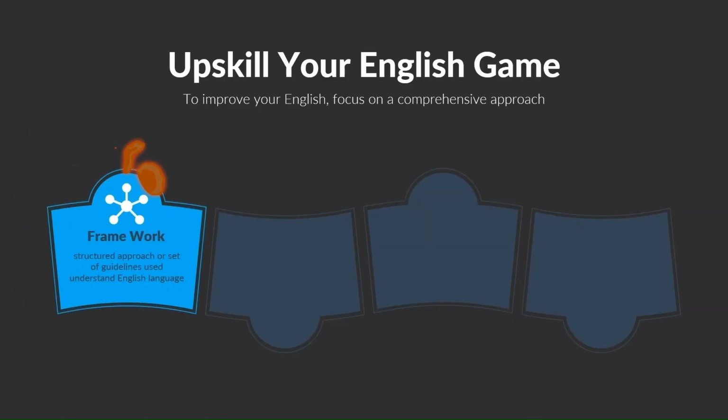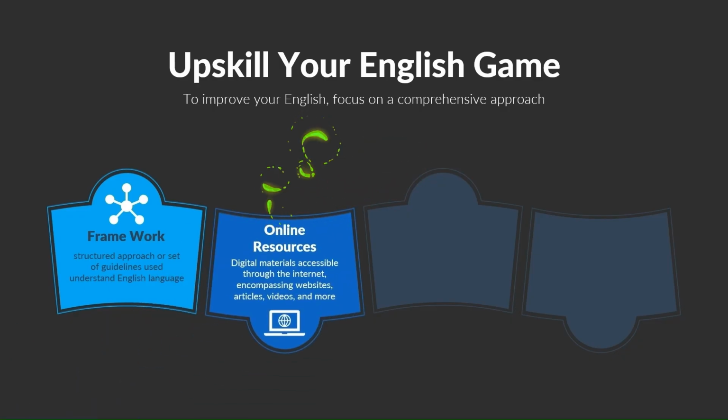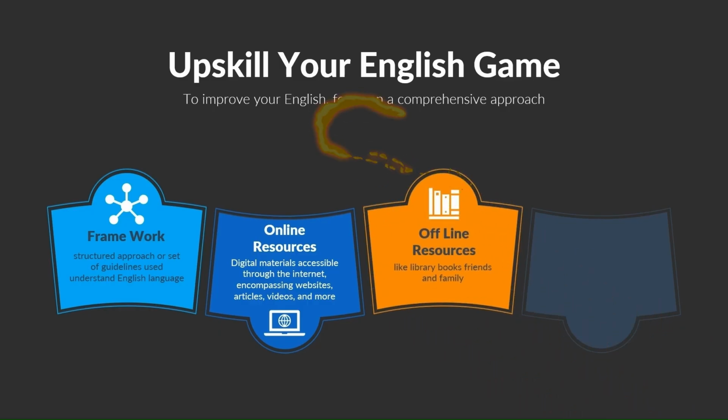First is framework. Structured approach or set of guidelines used to understand the English language, in which the 4 main pillars of English language, that is listening, speaking, writing, reading, will be discussed in detail. Second is online resources. We will see what digital material can be used specifically to improve which of the above mentioned skills. Third comes the offline resources, like visiting a library membership, books, friends, and family.